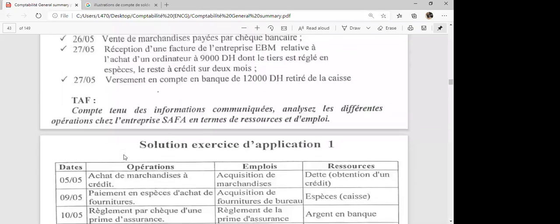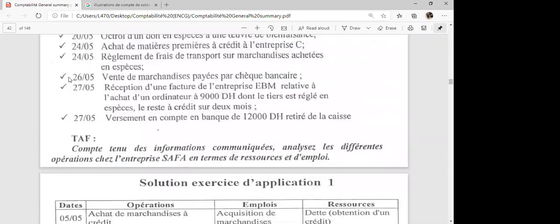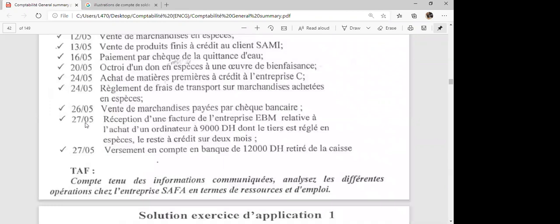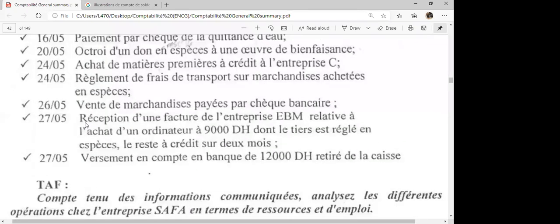So the transaction on the 27th. I'm going to read it from there. The first one on the 27th reads, réception d'une facture de l'entreprise EEBM relative à l'achat d'un ordinateur à 9000 dirhams, dont la moitié est réglée en espèces et le reste à crédit sur 12 mois. So this transaction is a bit complicated.